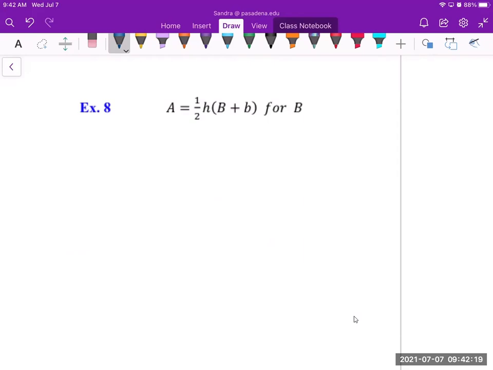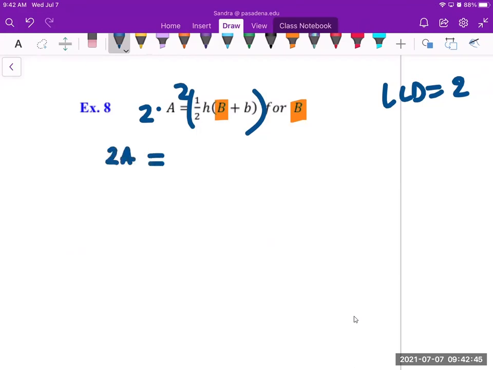In this case, we want to solve for a specific variable, and we want the capital B, which is this one. So I'm going to highlight it so you know. Okay, the first thing that I want to do is get rid of the fraction. I have a 1/2. So then my LCD here happens to be 2. I'm going to multiply both sides by 2. So this side by 2 and this whole thing by 2. And when I multiply it by 2, I get 2a. It's equal to, well, this 2 is going to cancel with that 2. I get h, parentheses, capital B plus little b.